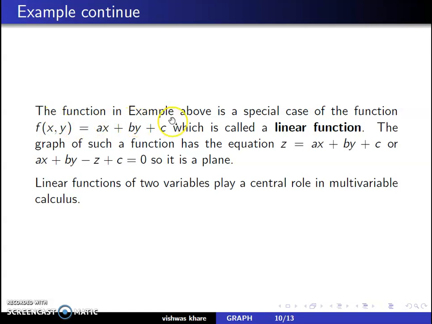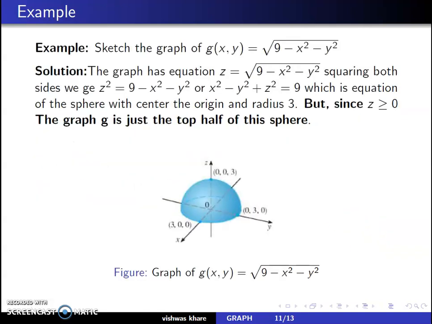The function in the example above is a special case of the function f(x, y) is equal to ax plus by plus c, which is called a linear function. The graph of such a function has the equation z is equal to ax plus by plus c, or ax plus by minus z plus c is equal to 0, so it is a plane. Linear functions of two variables play a central role in multivariable calculus.